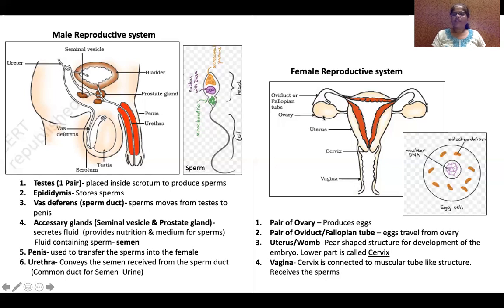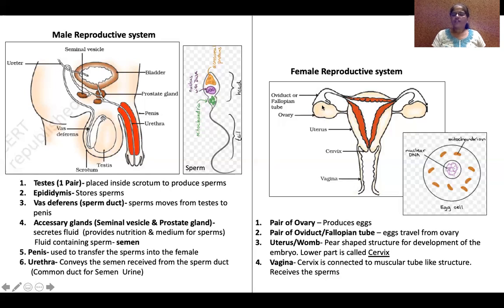During that time, if an egg is released into the oviduct, the sperms move towards the egg, and fertilization takes place in the fallopian tube. After fertilization takes place, it enters the uterus, where the zygote divides and forms a blastocyst. This blastocyst gets implanted in the lining of the uterus. On one side of the uterus, it gets implanted.